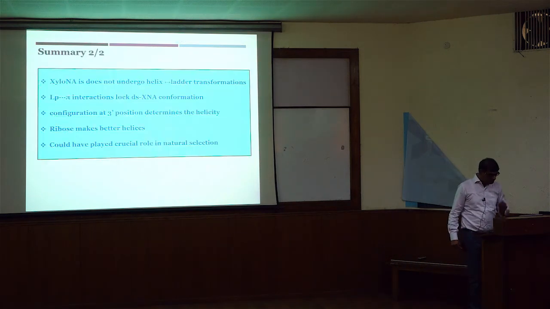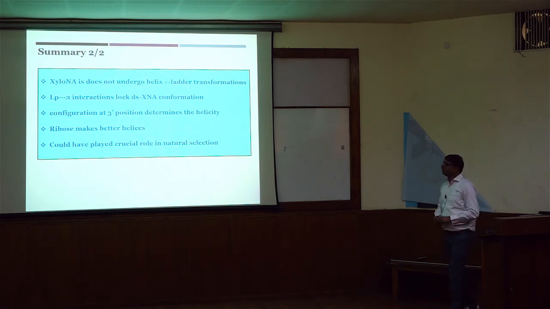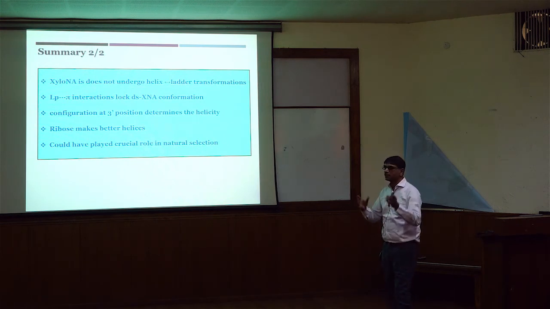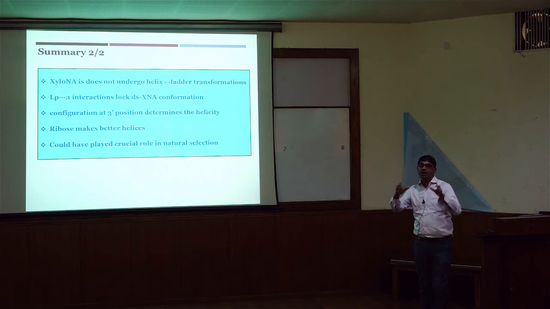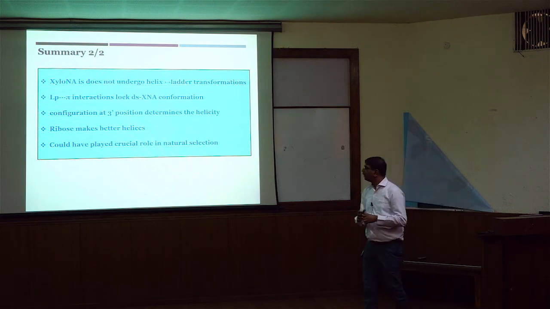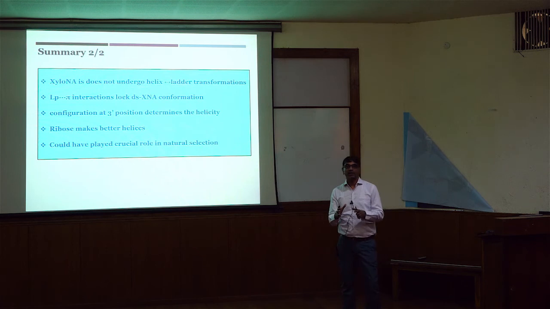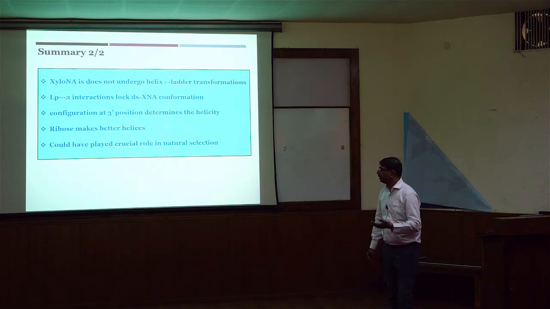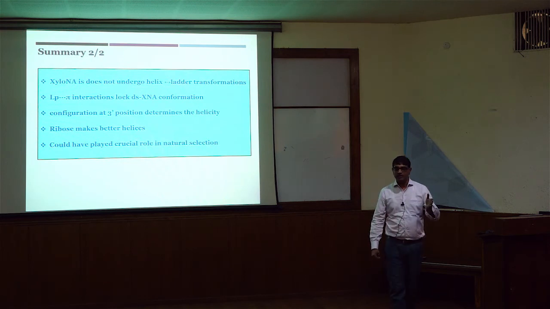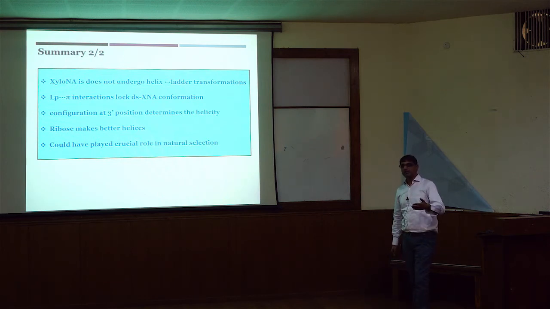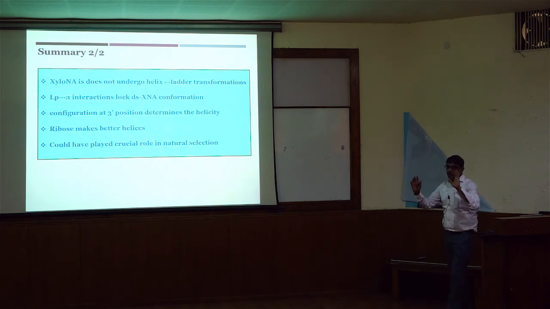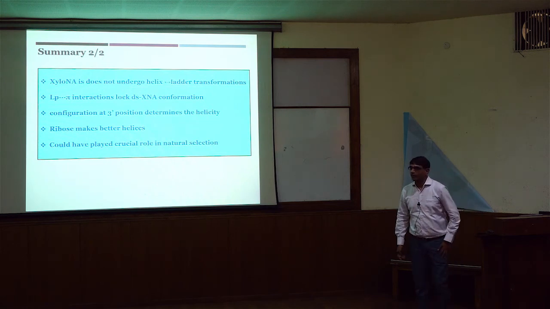So let me conclude by saying that xylose does not undergo a helix to ladder transition, or ladder to helix transition, because there is an interaction lock through lone pair pi interaction. And what we figured out is that the configuration at the 3' position determines the helicity. If you change the configuration at the 3' position, you could go from a helix to non-helical structures. Ribose makes better helices. Arabinose also makes helices, but they are not as good as the ribose ones. Ribose has the best helices, and this could have played a role in natural selection, but I am not going to bet my money on it.